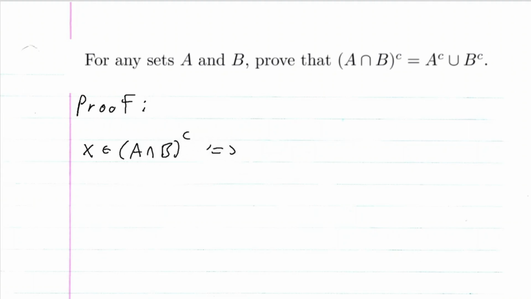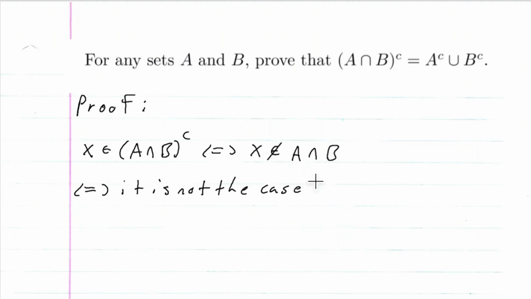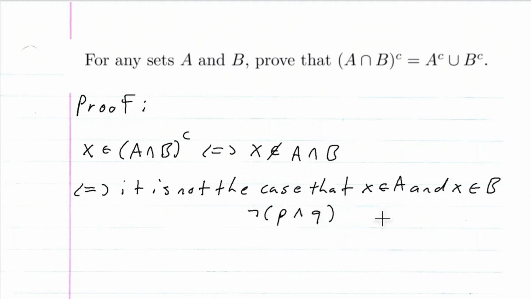By definition of complement, this means that X is not an element of A intersection B. What "X is not an element of A intersection B" is, is the same thing as it is not the case that X is in A and X is in B. So we write that because this is of the form not (P and Q), right?